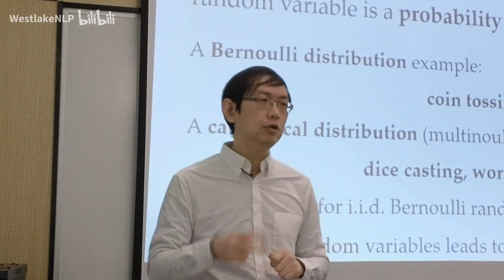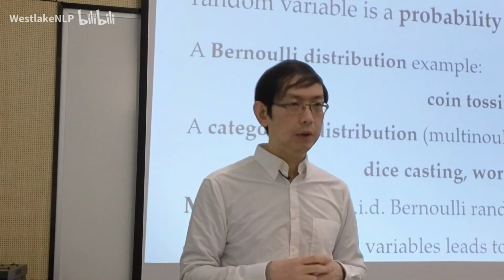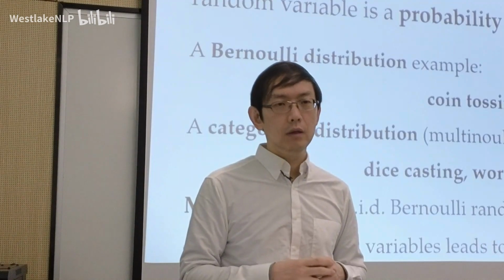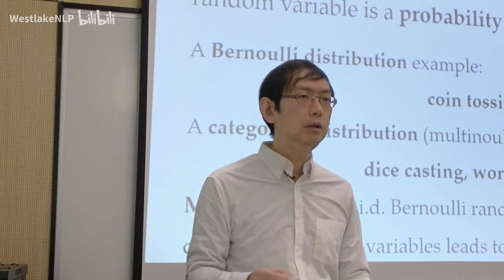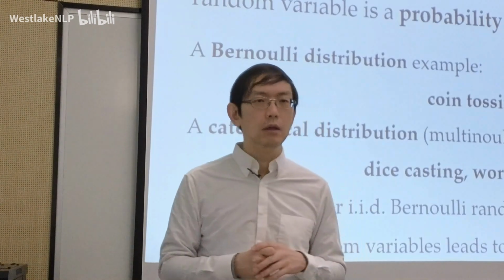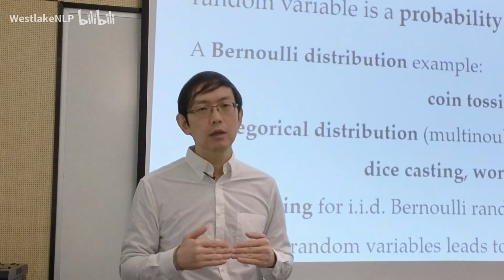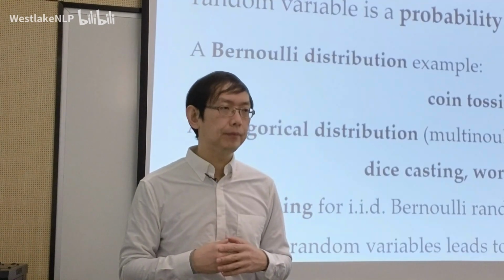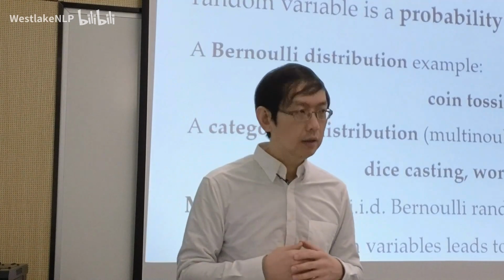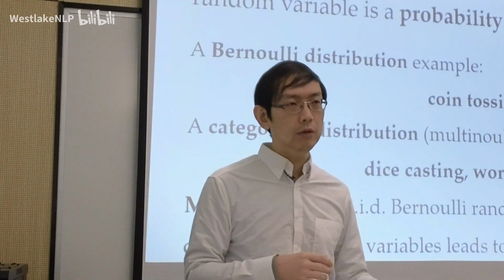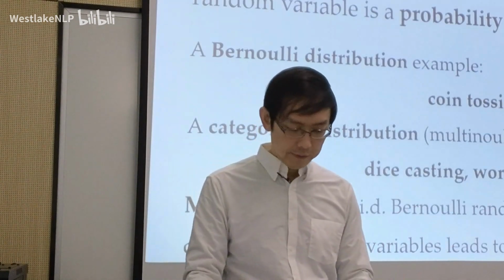Coin tossing has two possible values, and they are discrete. We call it a Bernoulli distribution. Dice casting follows a multi-Bernoulli distribution, or categorical distribution. When the possible values are more than two, multiple values, this is called a categorical distribution. So you can immediately learn that when you draw a random word from a vocabulary, it's also a categorical distribution, because it has more than two values.